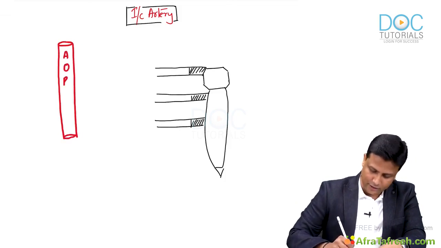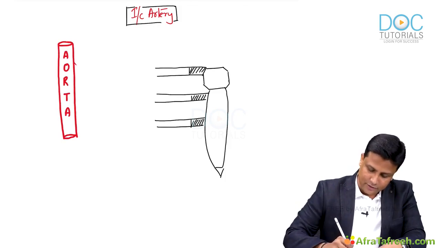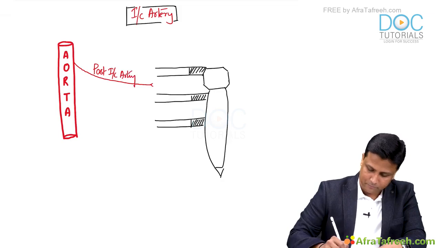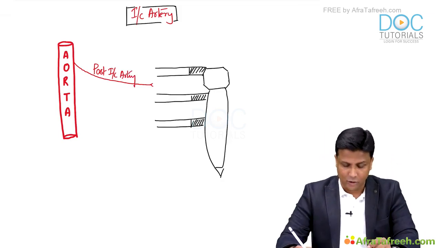Imagine this one to be your aorta present dorsally. Now that aorta will actually give a branch, and this one here will be the posterior intercostal artery. So the posterior intercostal artery is a branch of the aorta. It is given up from the dorsal aorta.